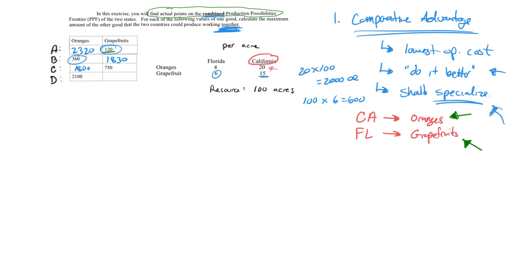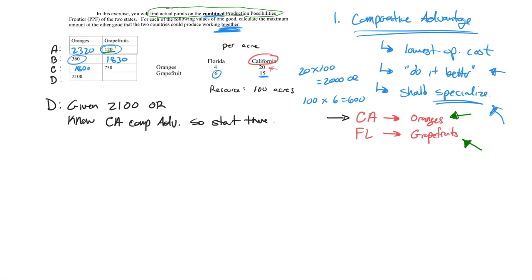All right, we are back with one more. Point D, right? It's given that we need 2,100 oranges. We know that for oranges, California has the comparative advantage. So they have the comparative advantage. So start there.